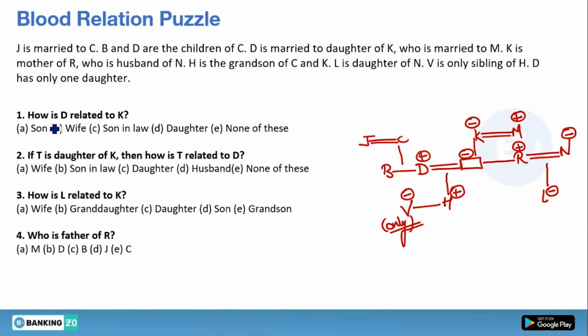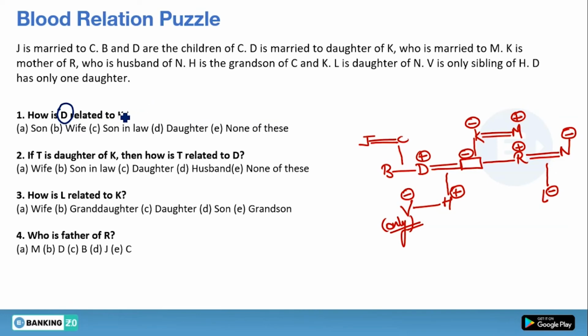Question number 1, how is D related to K? See how to solve these kinds of questions. Your first step is you should check the gender of the first person. The first person is D and the second person is K. Just check in the family tree whether we know the gender of the first person or not. Yes, we know the gender of D, that is D is a male, so we can find our answer.